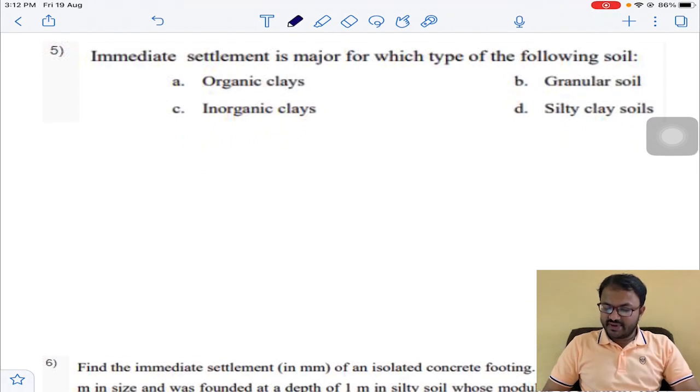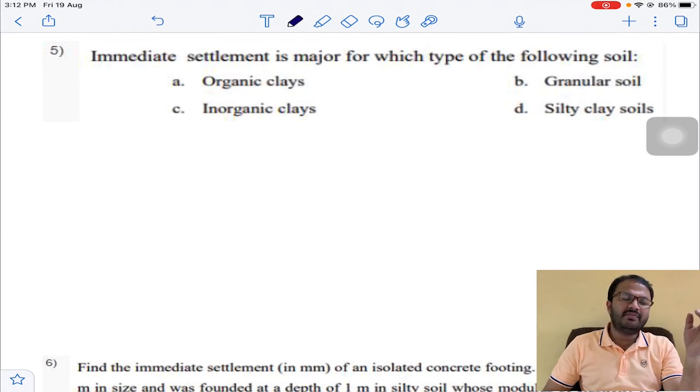Immediate settlement is measured for which type of the following soils? Obviously, clay related soil will take certain time to dissipate pore water pressure. First of all, whenever we apply the load, liquids will take the load at the starting. After this load is carried by liquids, it will transfer to solids. It will take some time and there is a chance of development of pore water pressure.